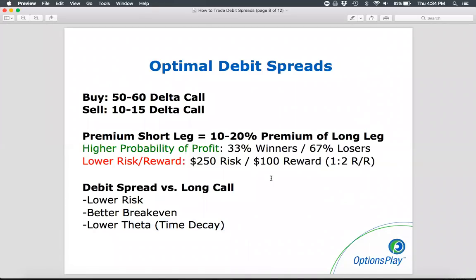So what we generally find is that your optimal debit spread will typically have roughly a 33% probability of profit versus a 67% probability of loss. And then a risk reward ratio of roughly about 2 to 1. So risking about $100 to try to make $200, $250, that is kind of the sweet spot between probability and risk reward that we see that gives you the best returns using debit spreads in the long run.